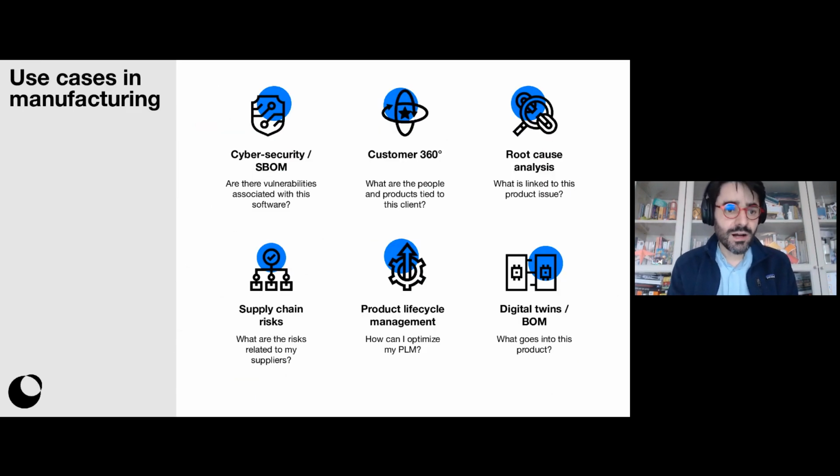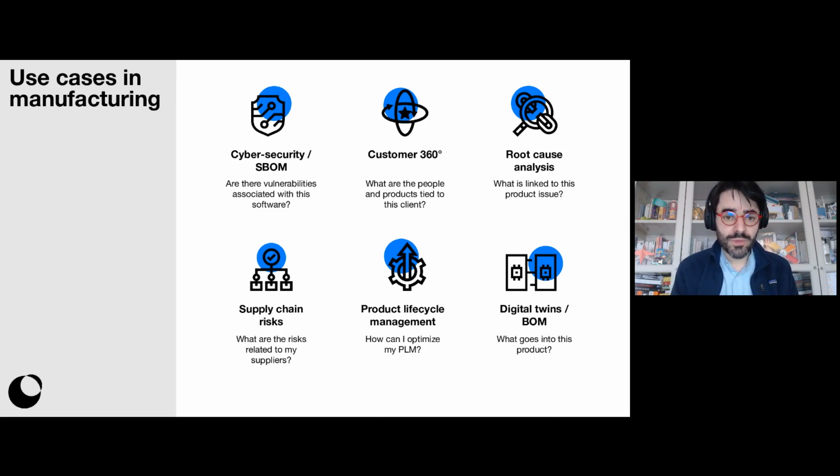And since there are connected data, there's also a lot of use cases for making sense of this connected data. So among others, there's cybersecurity and software BOM, understanding how a particular piece of software is connected to other pieces of software. And that's very important to be able to identify potential vulnerabilities, for example. There are also issues related to customer 360 and understanding for a given client, everything that this client is connected to.